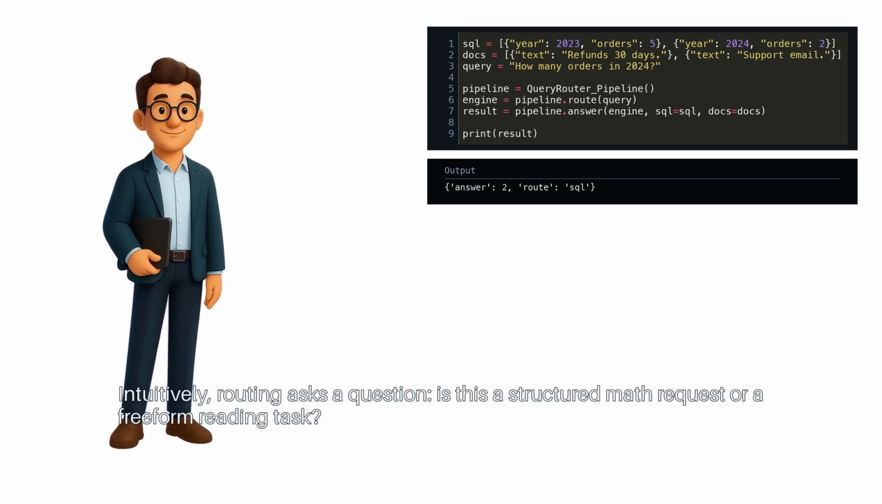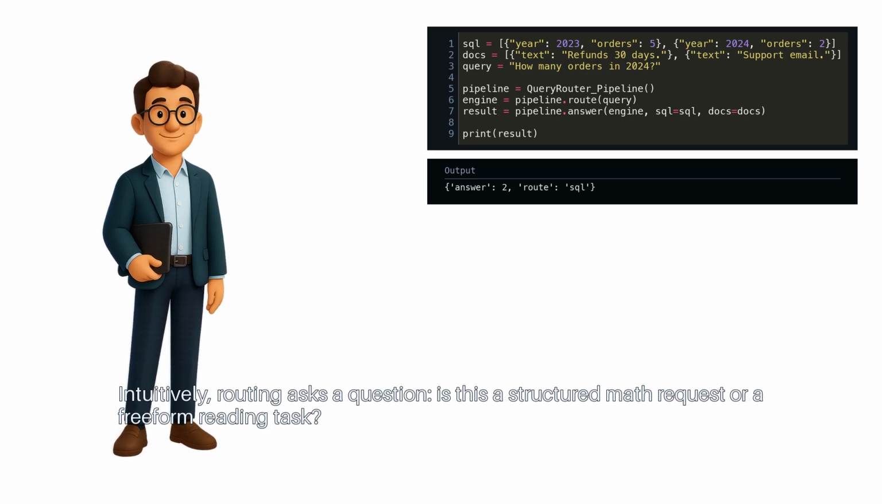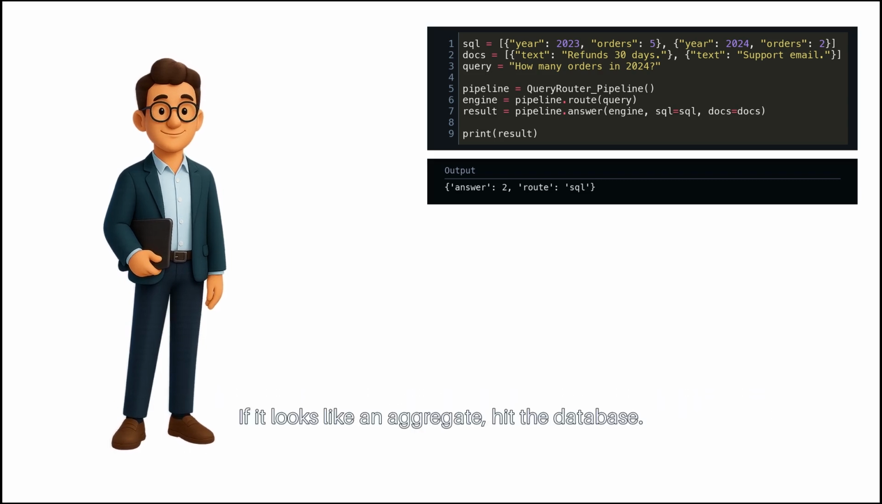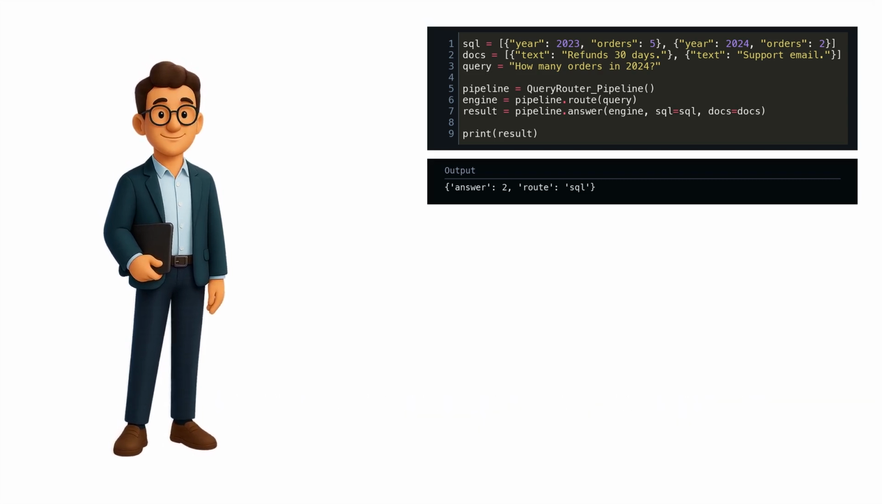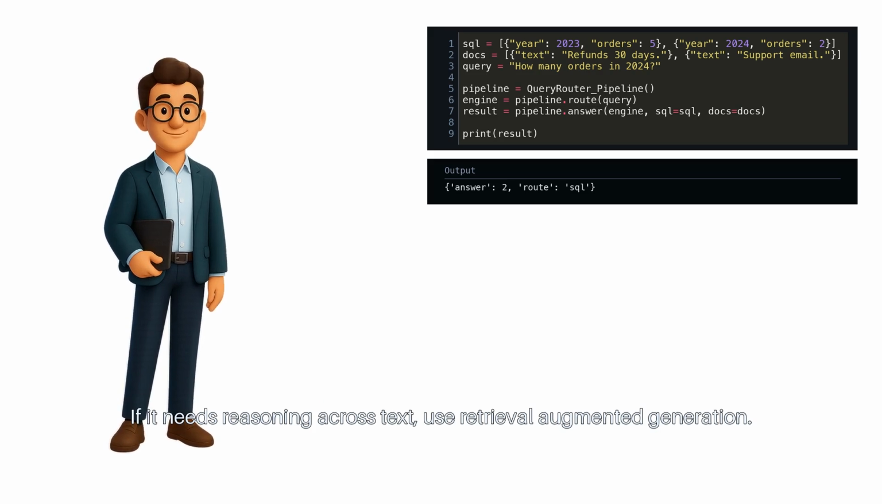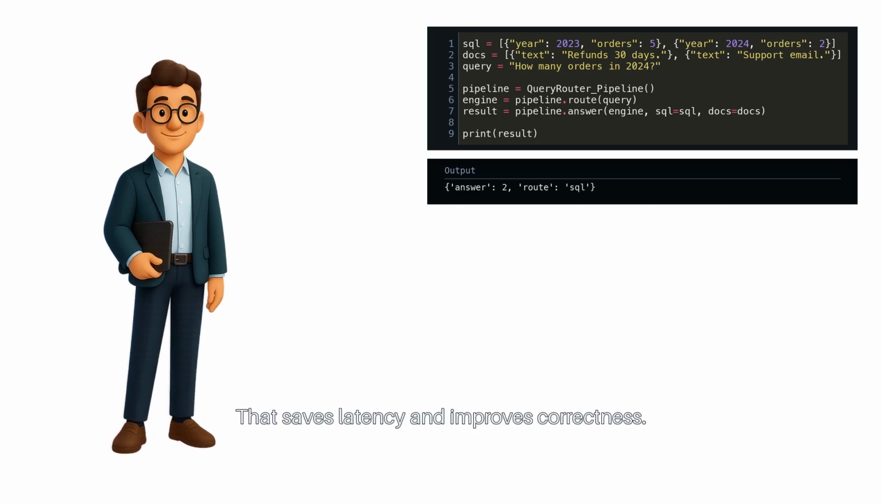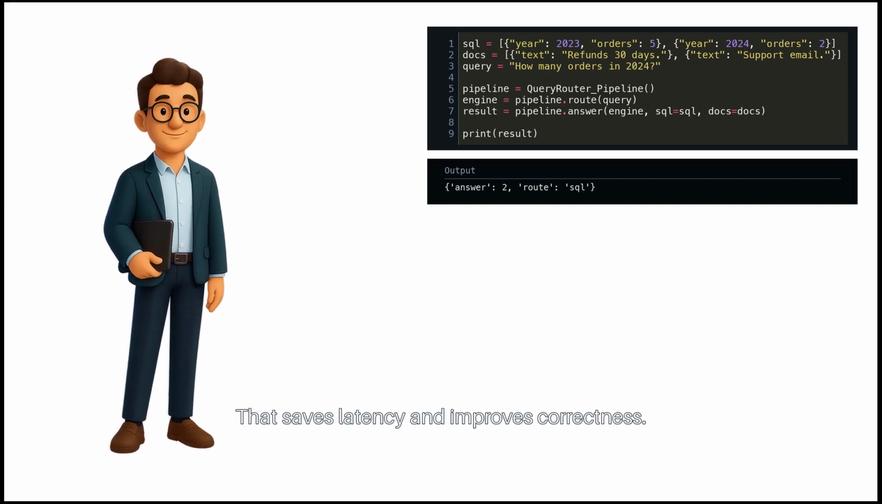Intuitively, routing asks a question. Is this a structured math request or a free-form reading task? If it looks like an aggregate, hit the database. If it needs reasoning across text, use retrieval augmented generation. That saves latency and improves correctness.